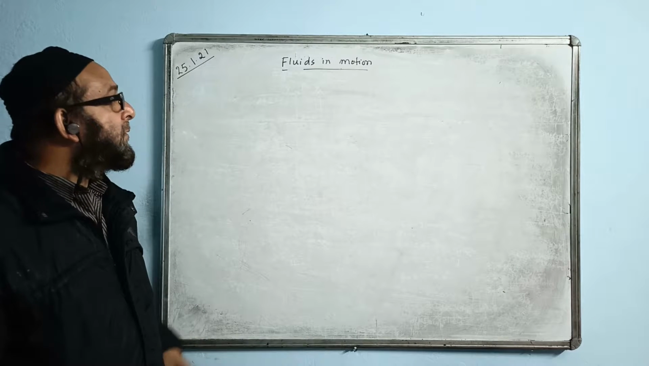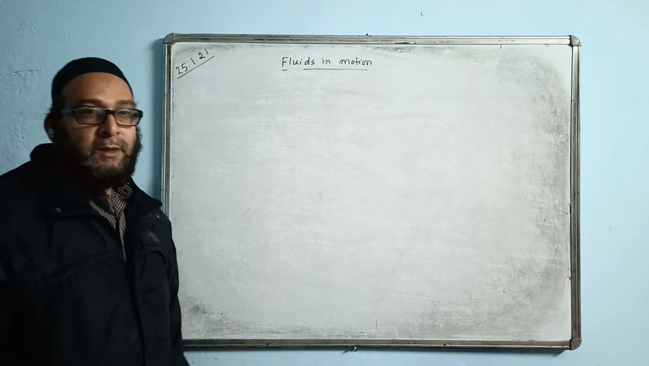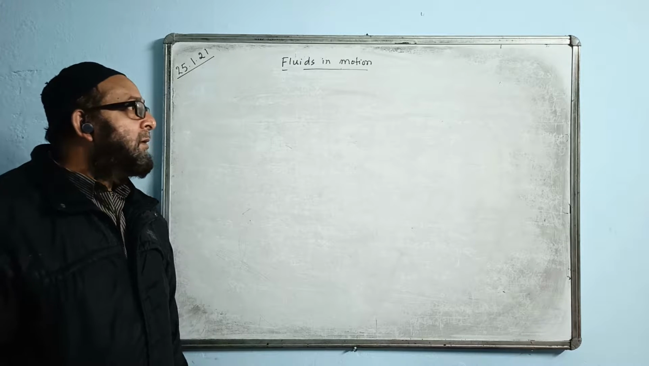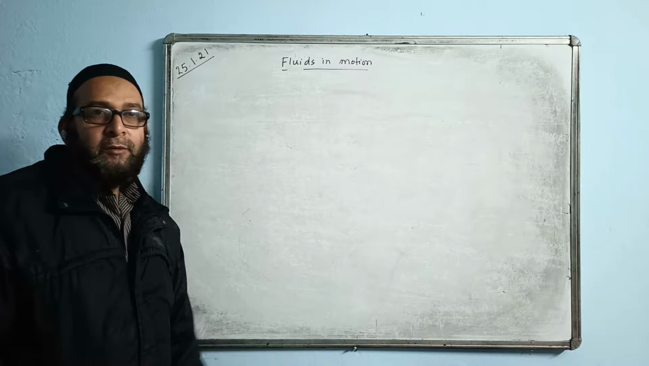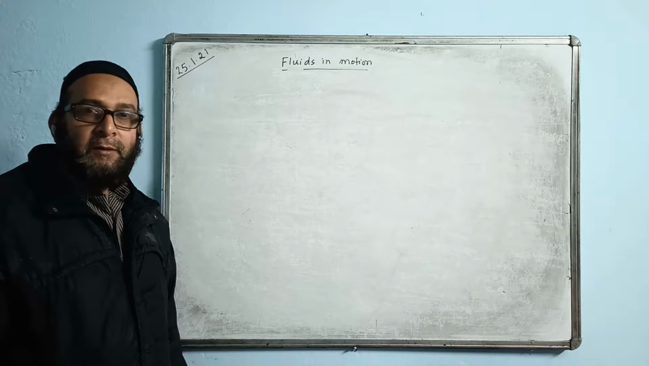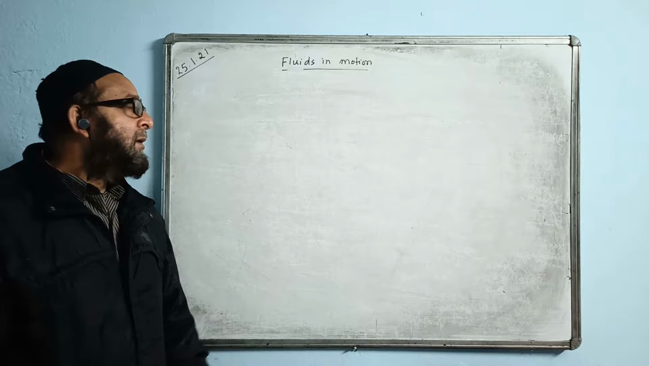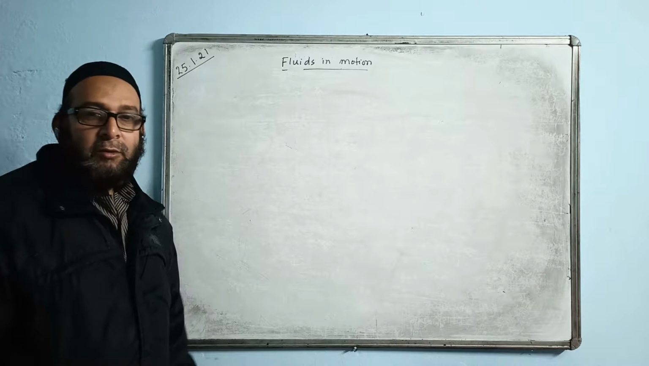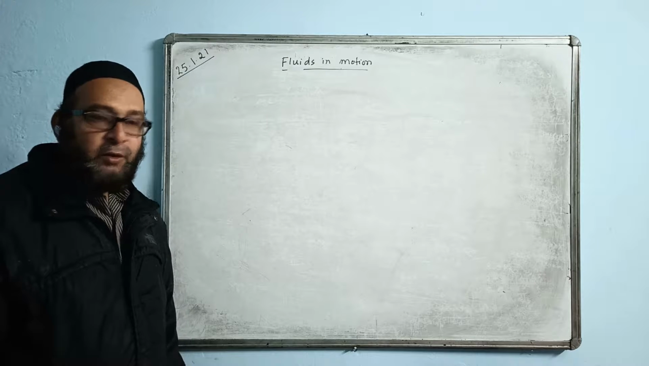Okay, today we'll continue with the same topic, same chapter, fluids in motion. Last time I talked to you about the expression for pressure difference, velocity of efflux, and P is equal to h rho g. How can we find it using Bernoulli's theorem?